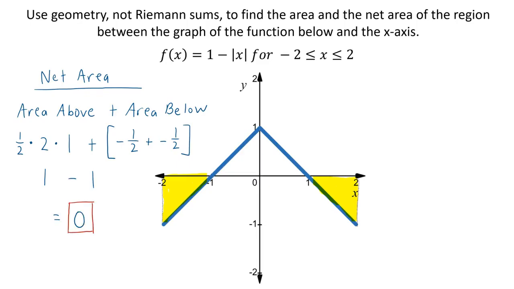And because the net area is 0, that tells us that the area that lies above the x-axis is equal to the area that lies below the x-axis.